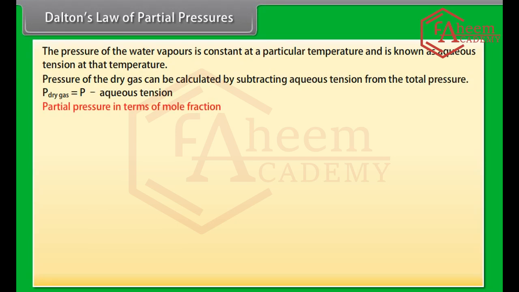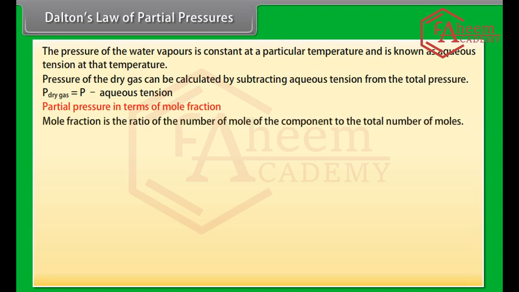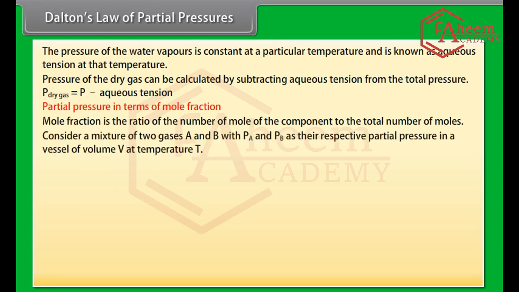Partial pressure in terms of mole fraction. Mole fraction is the ratio of the number of moles of the component to the total number of moles. Consider a mixture of two gases A and B with PA and PB as their respective partial pressures in a vessel of volume V at temperature T. Then PA is equal to nA RT by V, and PB is equal to nB RT by V.